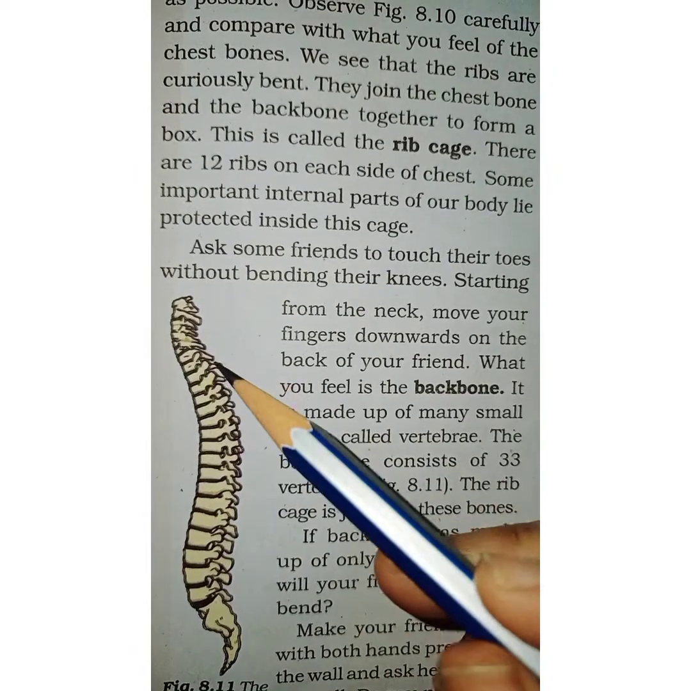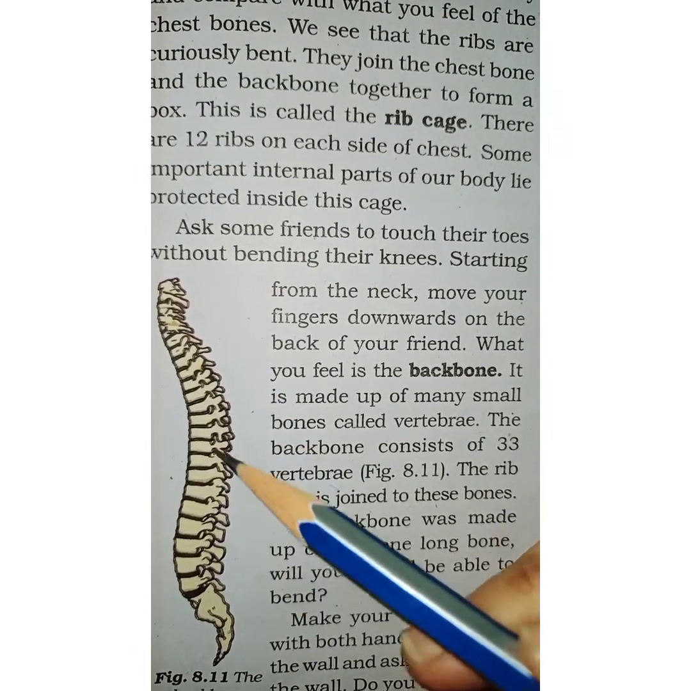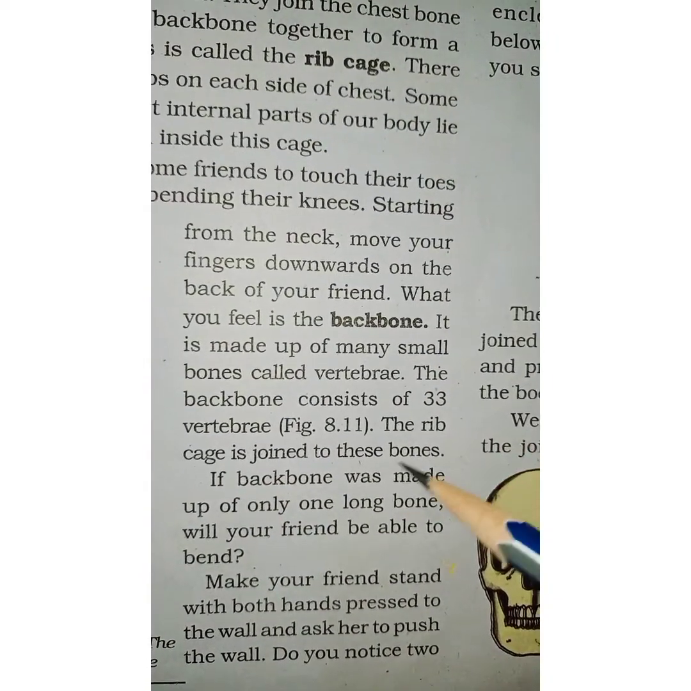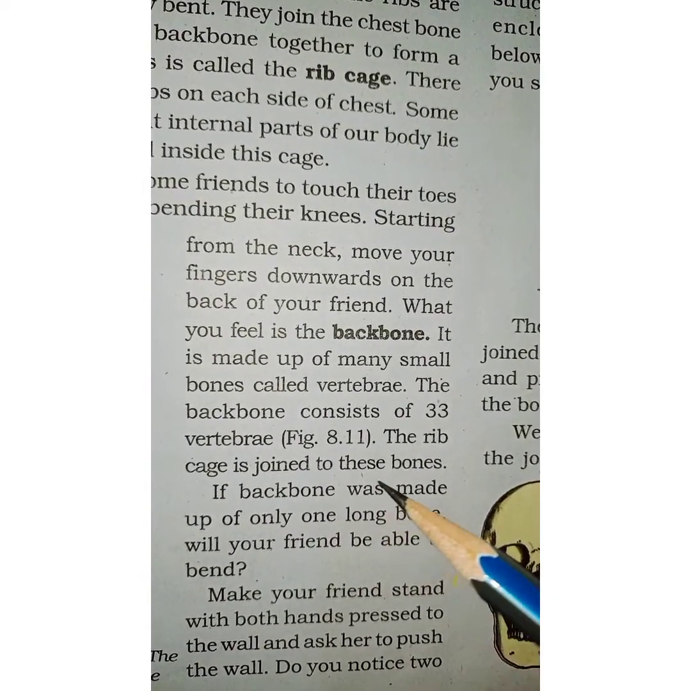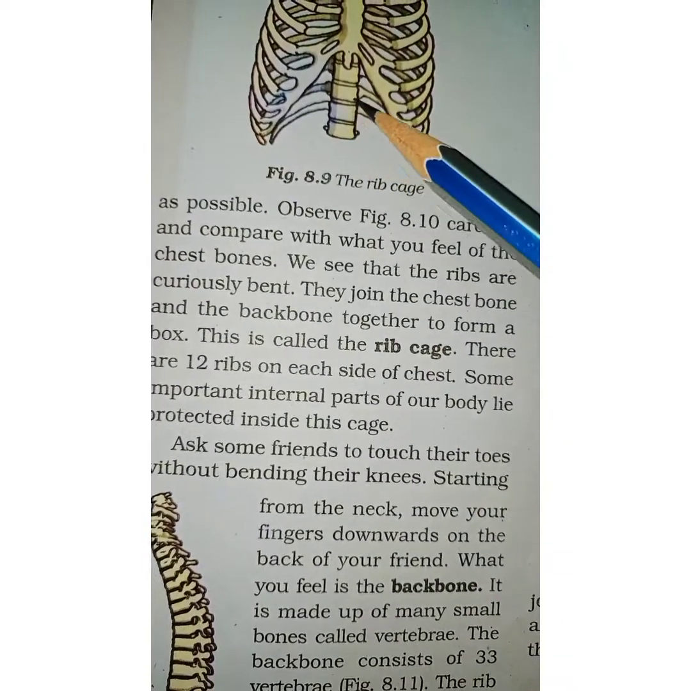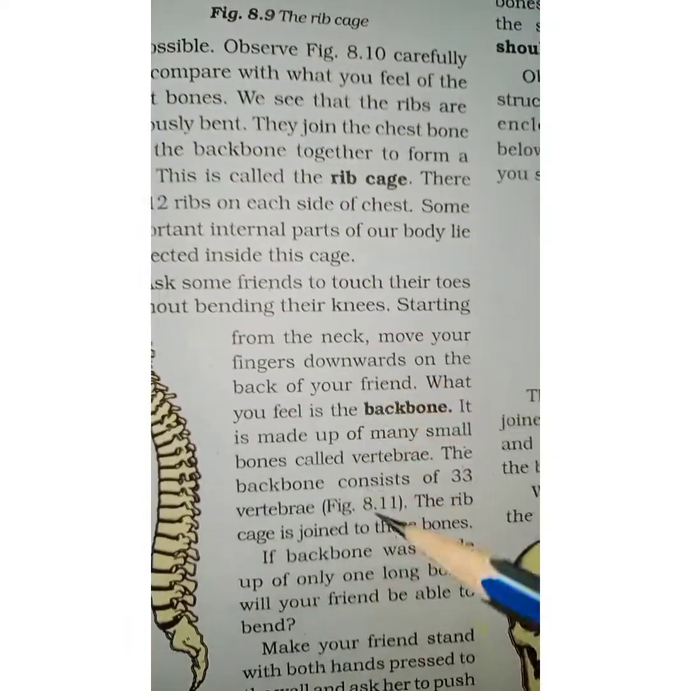These are arranged one above the other, and these bones which are one above the other are nothing but the 33 bones. The rib cage is joined to these bones. As you can see, this is the vertebrae and this is the rib cage. These both are joined together.